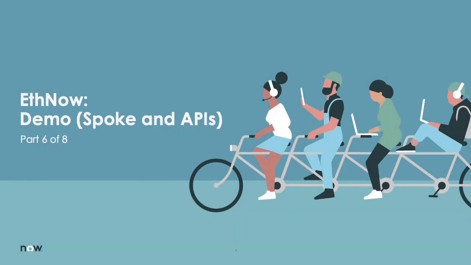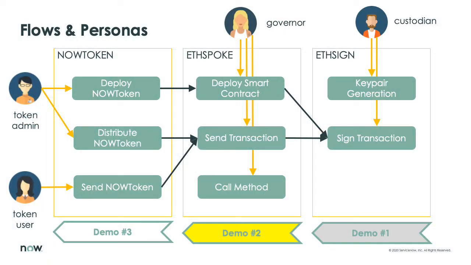Now let's jump in the second part of the demonstration. In this part, we will be the governor interacting with the deploy smart contract flow, the send transaction flow, and the call method flow.